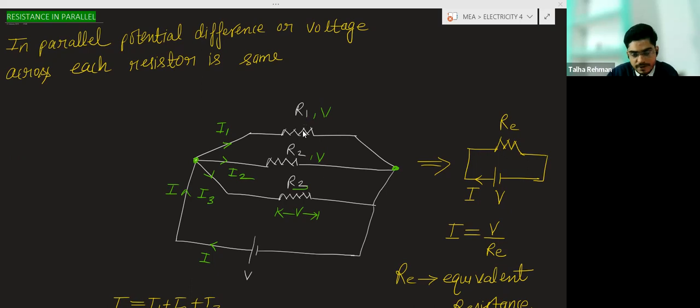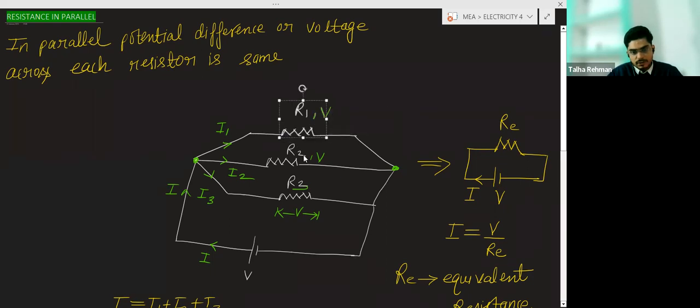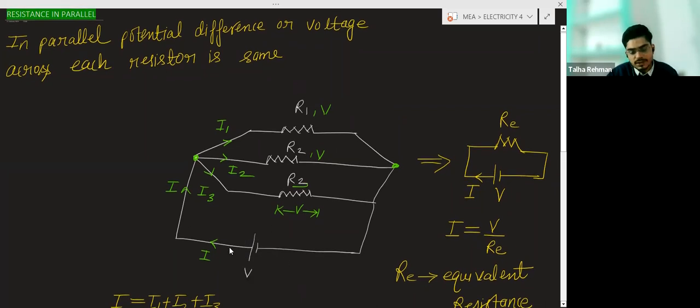Now this is R1, this is R2, and this is R3. These are connected in parallel combination, end-to-end connection. Okay, you can see one end of R1 is connected to one end of R2 and one end of R3, and the other end of R1 is connected to the other end of R2 and the other end of R3, and here a battery or a cell is connected. So from this cell, the current will flow like this. So this is the current I flowing in the circuit.